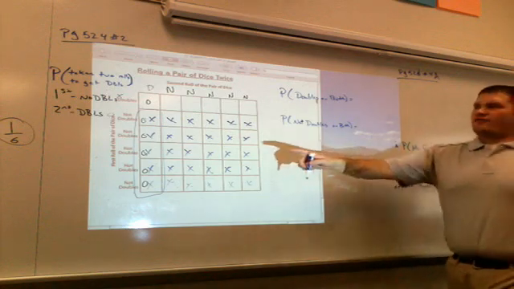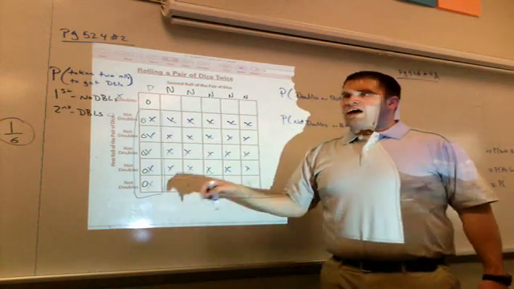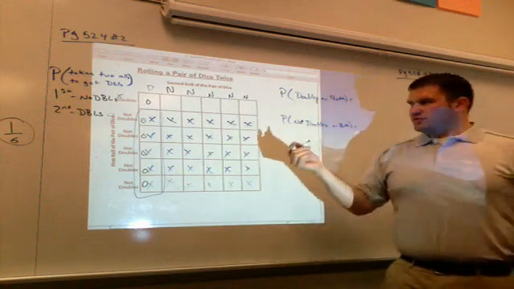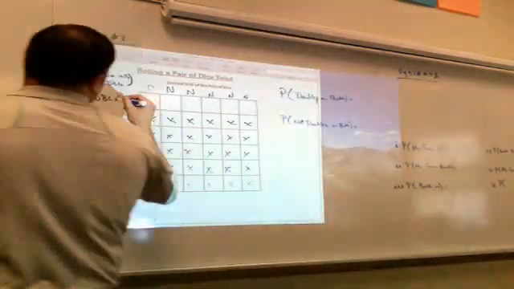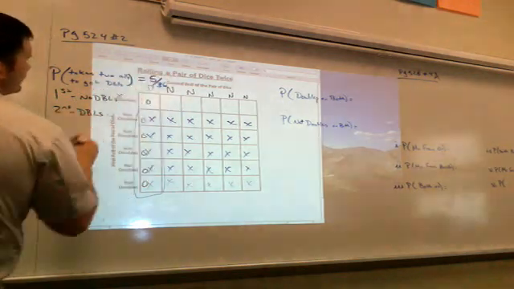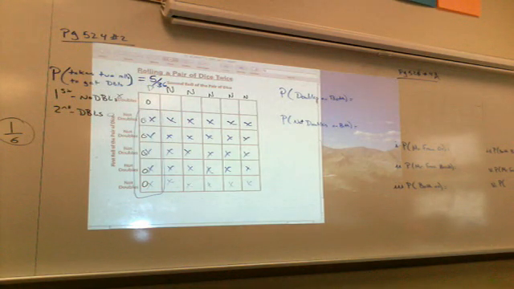So how many do I have here? 5. Out of how many? 36. So the probability it takes 2 rolls to get doubles is 5 out of 36. Does that reduce?